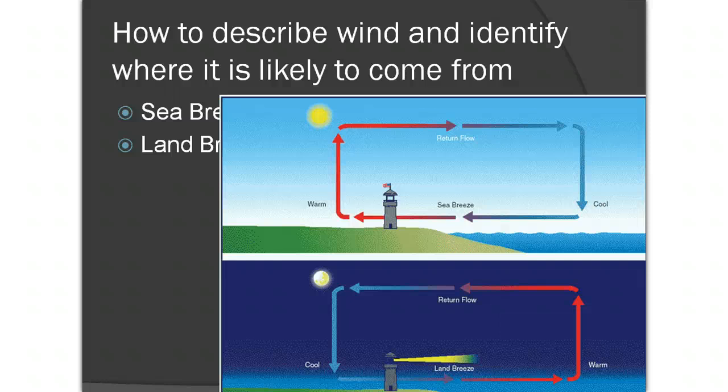When it rises up, it leaves an empty spot, or a lower pressure spot. Of course, the air over the water is colder. If it's cooler, it's going to have higher pressure, and so it's going to move from that high pressure to the lower pressure, so we can see these breezes happen.